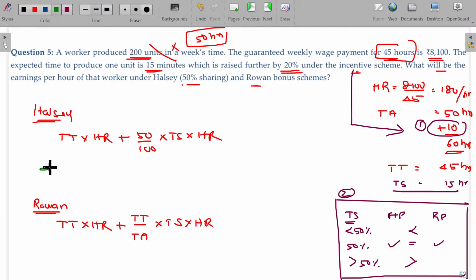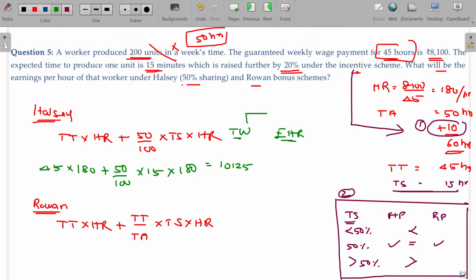Time taken in this case being 45, hourly rate being 180, plus 50% of time saved. Time saved in this case being 15 hours, hourly rate being 180. What's the final value you are getting? 10,125. And also find out the effective hourly rate. This is the total wages and this is the effective hourly rate. Effective hourly rate is nothing but the total wages divided by the time taken. This value will be 225.